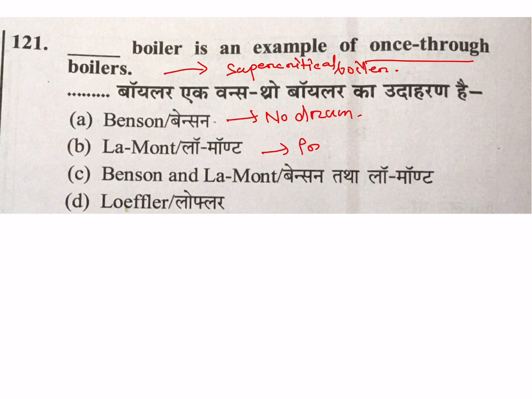Pressure greater than your critical pressure. Critical pressure is 221.2 bar. This one is your critical pressure. So from the options we will check: once-through boiler, Benson boiler, yes. A is your correct answer.